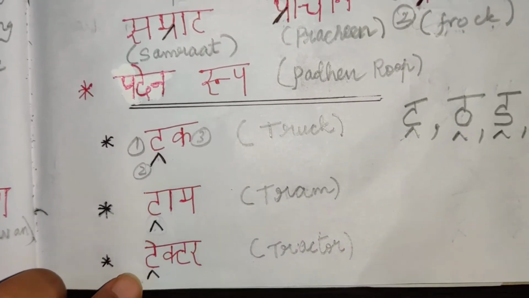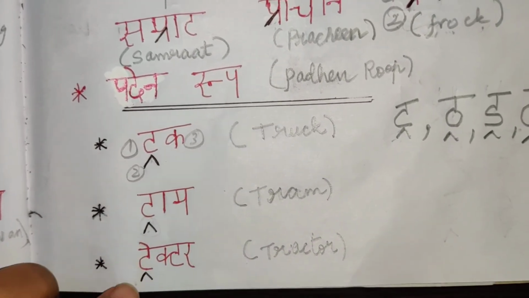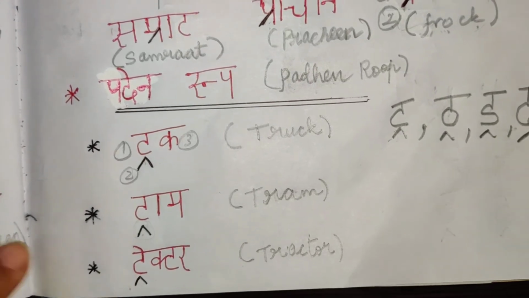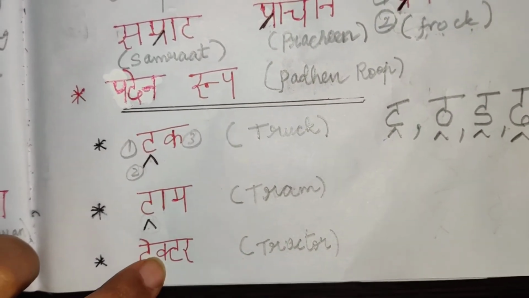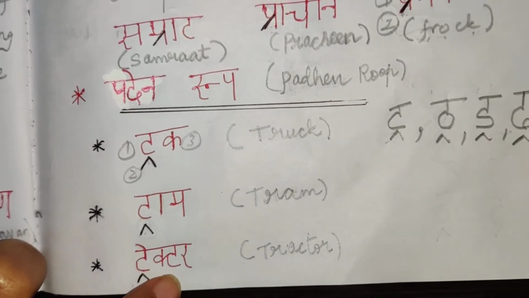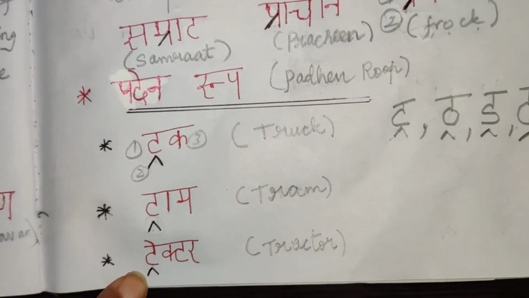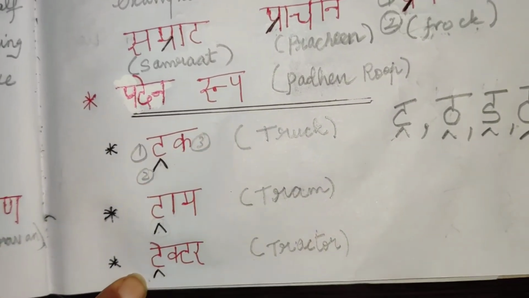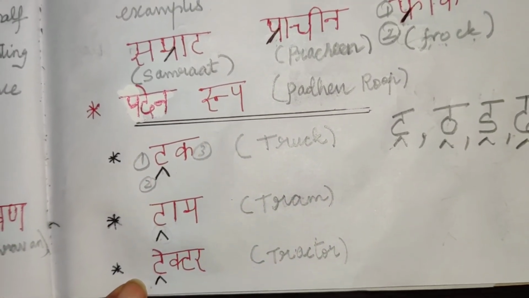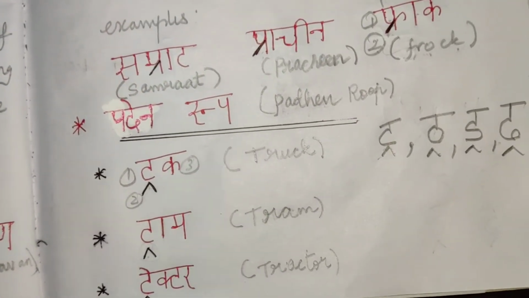And train, tractor means ta ra re. In English it is different, so go with this sound, ta re. Tractor, ta ra ik ta ir. So this ra matra will be applicable. So this is Paden Roop, one concept for ra usage.